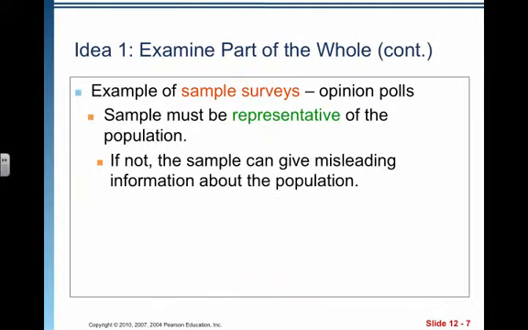An example of sample surveys are opinion polls. The sample must be representative of the population. Like I said, in order to really know anything about the population, the sample must look like the entire population, but just on a smaller scale. If not, the sample can give misleading information about the population, and professional pollsters really go to a lot of efforts to make sure that the samples are representative.